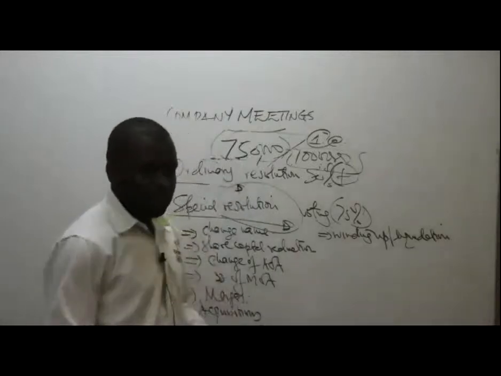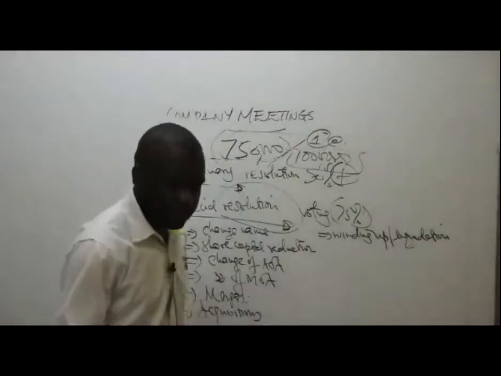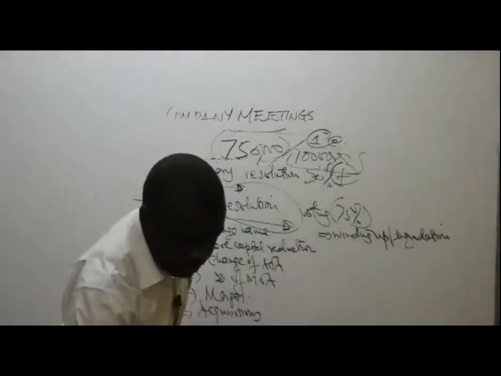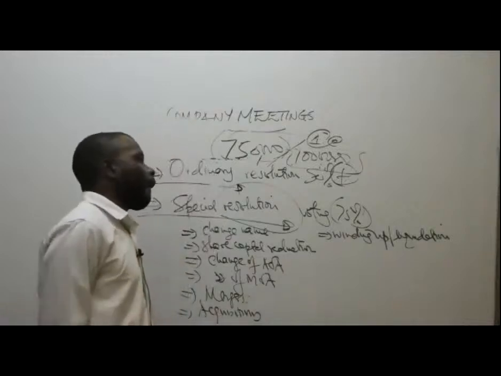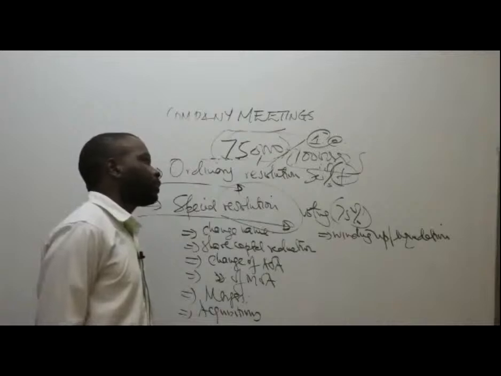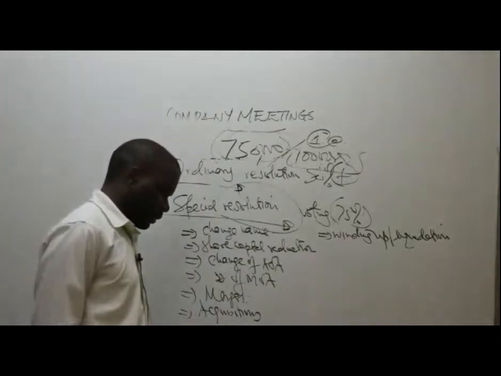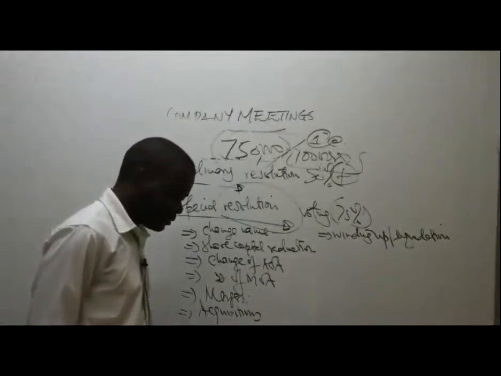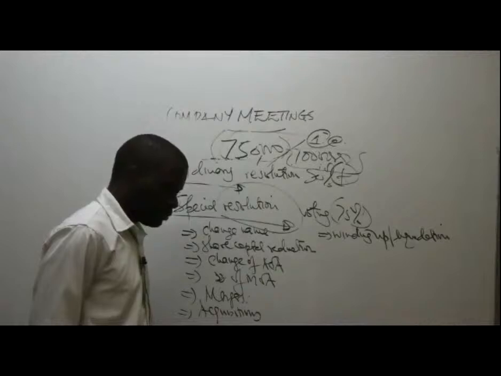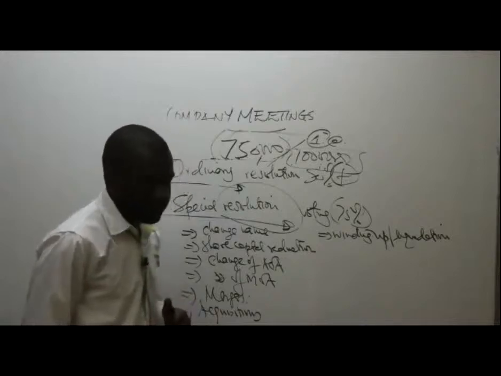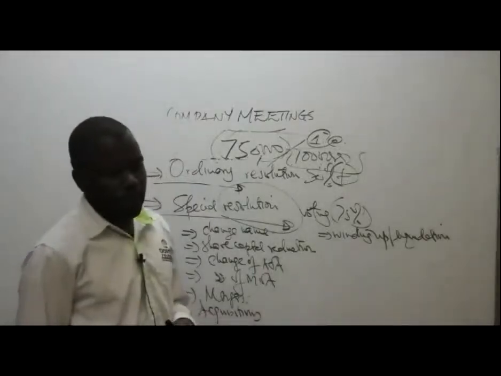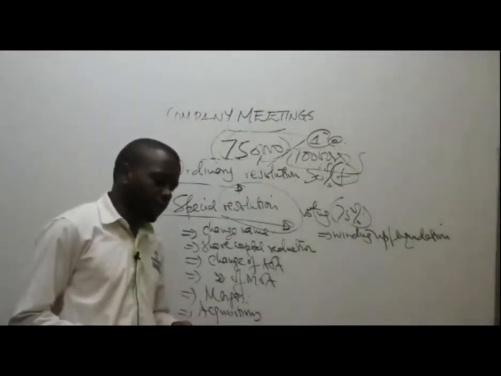Let me have a look at the question. You said the question is in the last sitting, the September 2021 question. Just read the question again. The question reads: explain 7 requirements necessary for the passing of a special resolution in company meetings. Explain 7 requirements for passing of a special resolution in a company meeting.